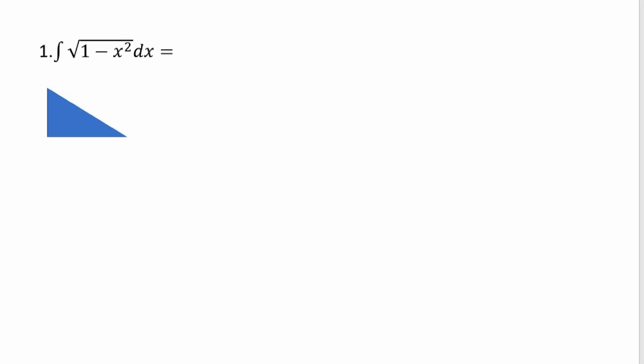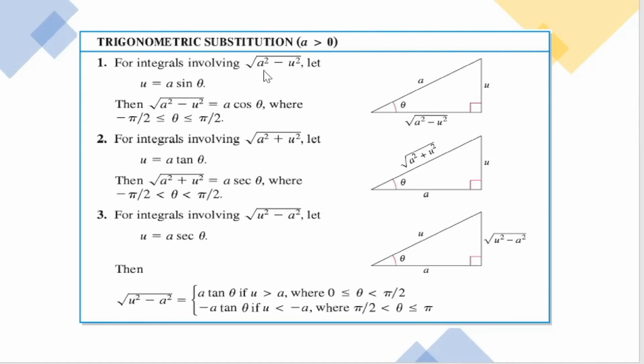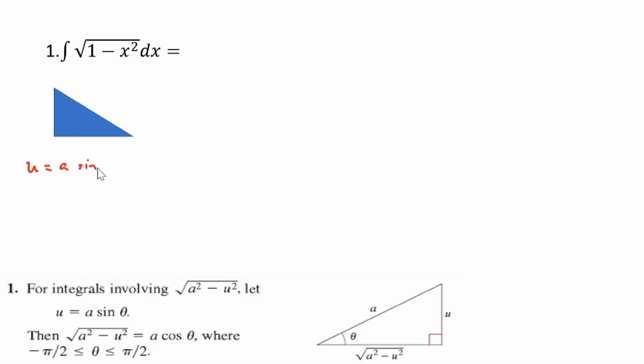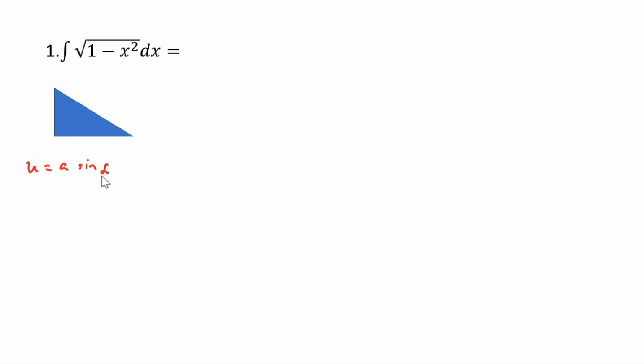For number one, I have here the integral of the square root of 1 minus x squared. In this formula, this is similar to formula number 1, wherein the square root of a squared minus u squared. So in that case, we are going to use u equals a sine theta. I will write here, u is equal to a sine. I will use the angle alpha instead of theta. Okay, u is equal to a sine alpha. Then this is the right triangle. So therefore, this is now my alpha.